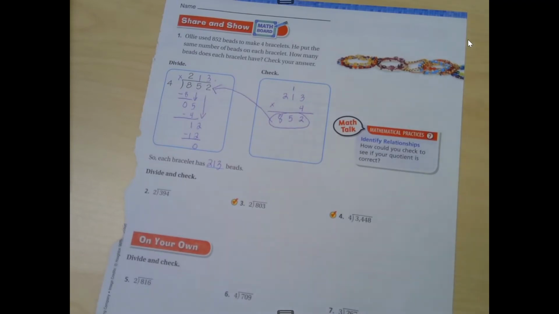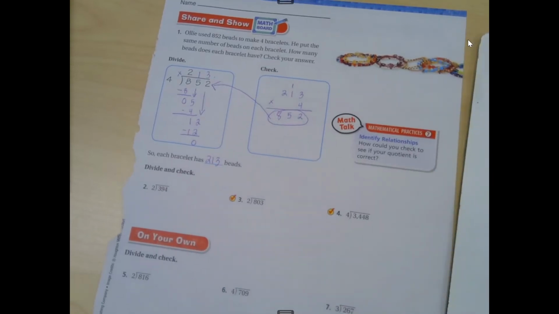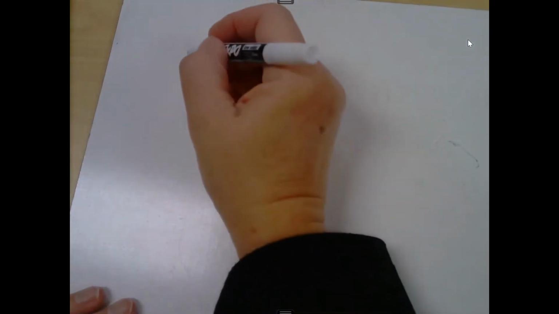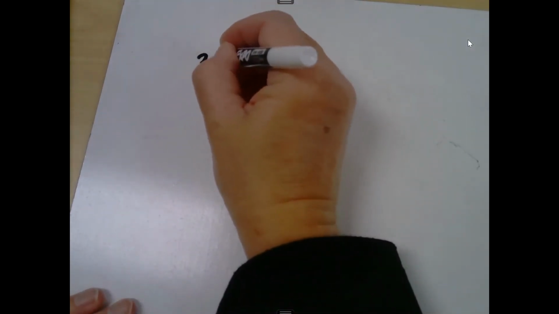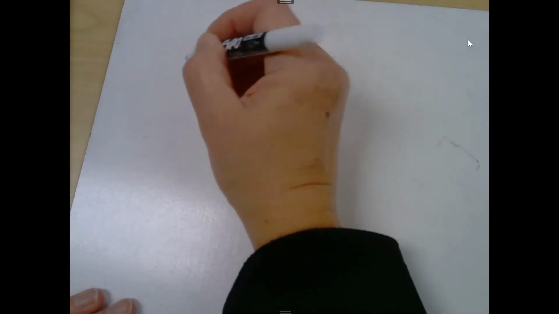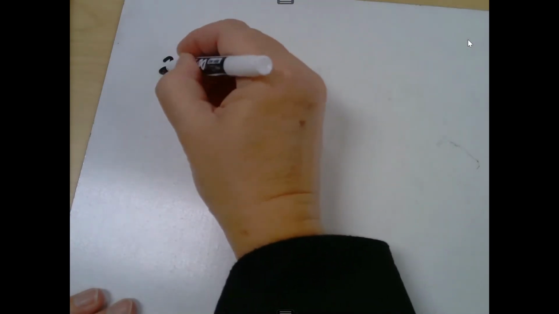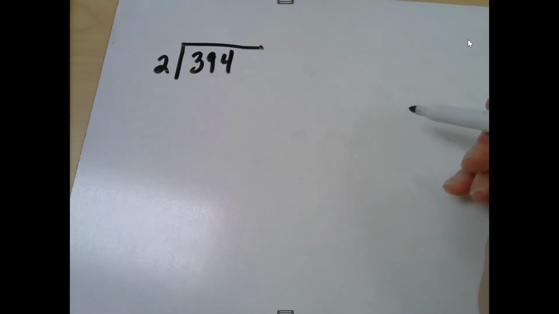Okay, for 2, 3, and 4, I'm going to get my whiteboard. You can get a piece of paper at home to do this at home. We're going to divide, and then we're going to check our answer. So I'm going to move this whiteboard into place here. And our first problem, number 2, is 394 divided by 2. Okay, let's talk it through.